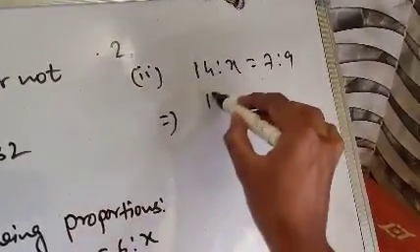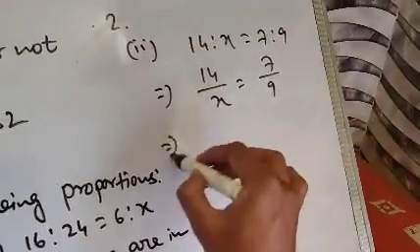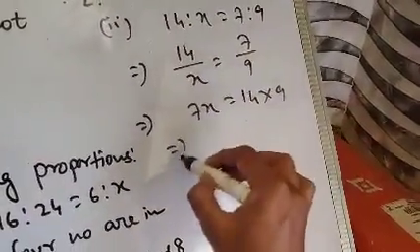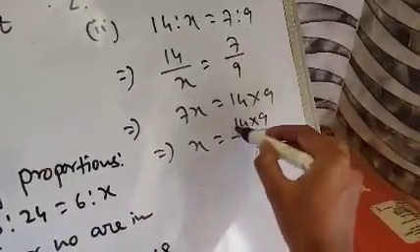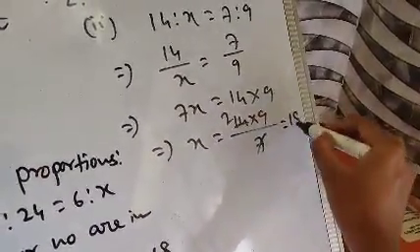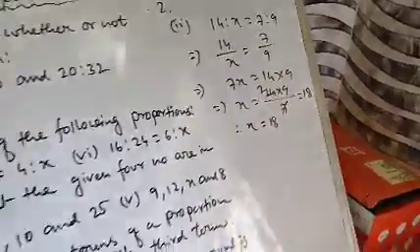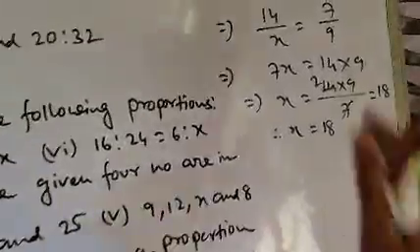Therefore 14 by x is equal to 7 by 9. Now cross multiply, 7x equal to 14 into 9. Therefore x will be 14 into 9 by 7, equal to 18. Therefore x will be equal to 18. Next, question number 5.